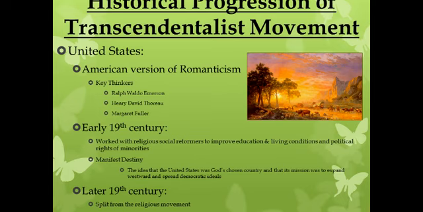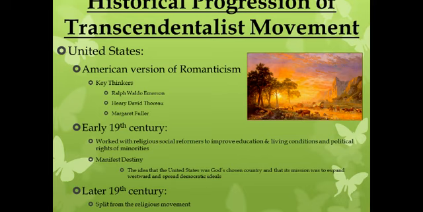So in the United States, it's the American version of Romanticism, and we have a few key thinkers that I want you to keep in mind. And my folks, we're going to explore a few of these folks in class. We're going to read some of their documents, some excerpts, just to give you a sense of what they were like. Ralph Waldo Emerson, Henry David Thoreau, Margaret Fuller.